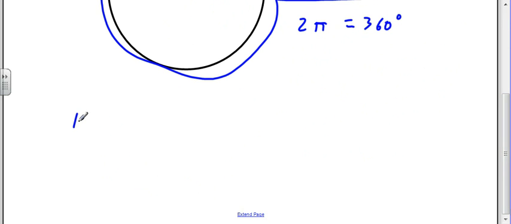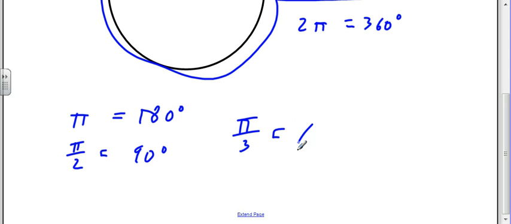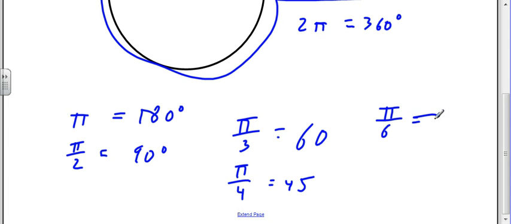So if I have pi radians, I have 180 degrees. If I have pi over 2 radians, I have 90 degrees. If I have pi over 3, I have 60 degrees. If I have pi over 4, I have 45 degrees. What's next? Pi over 5? No, pi over 6, 30 degrees. So those are the normal ones we use, pi, 2 pi, 3 pi, 4 pi, whatever.